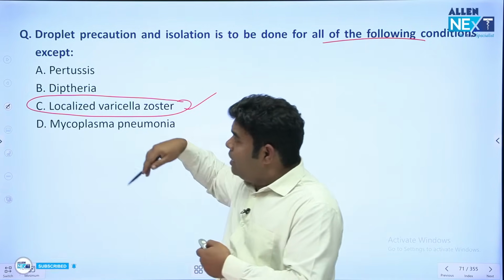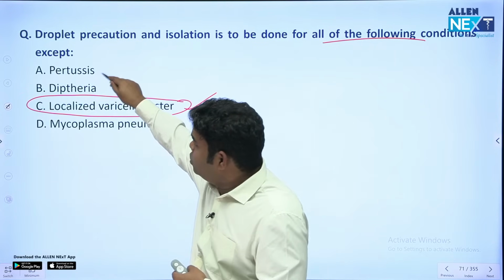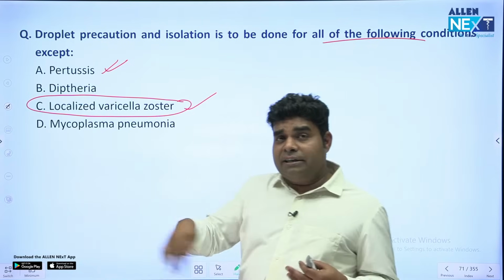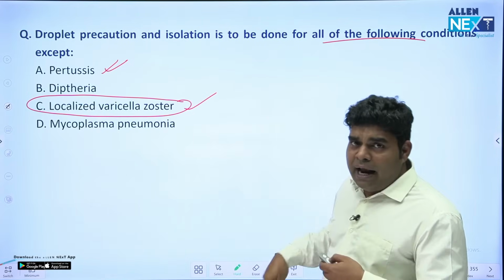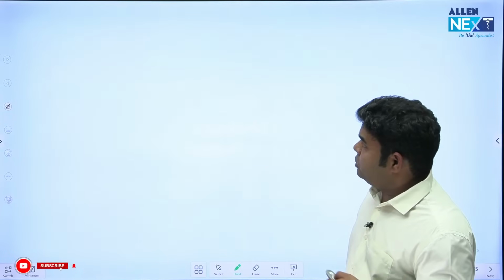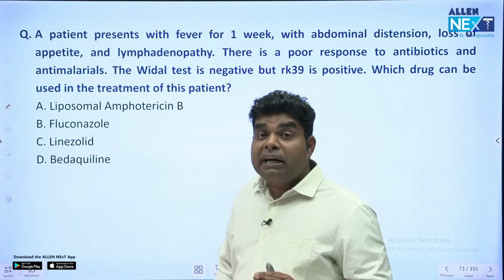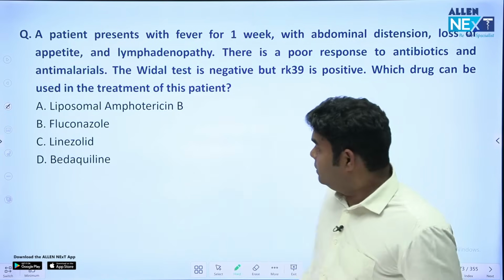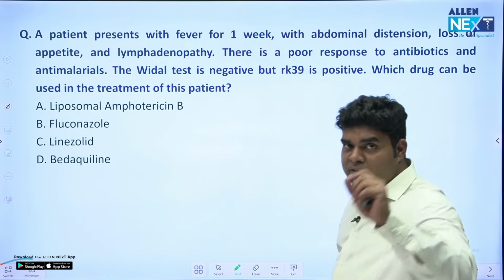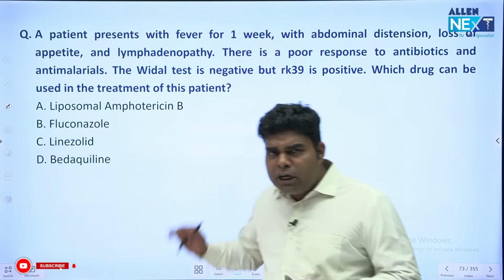And out of these, pertussis is most commonly spread by the sputum and all. And then measles also has a high rate of transmission. And the rate of transmission, the infectivity rate, is estimated by secondary attack rate. That helps us in knowing the rate of infection. Okay, coming to this question.